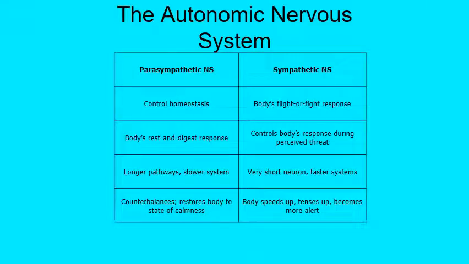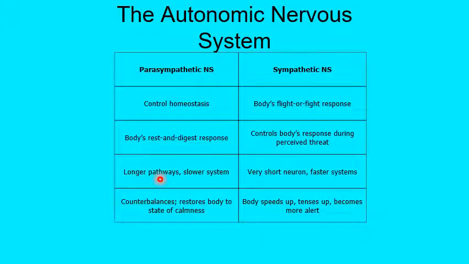This is a summary of the difference between the parasympathetic and sympathetic divisions. The parasympathetic division controls homeostasis or balance in the body. The sympathetic activates the body's fight or flight response for threatening and challenging situations. Parasympathetic, the body's rest and digest response. The sympathetic controls the body's response during perceived threat.